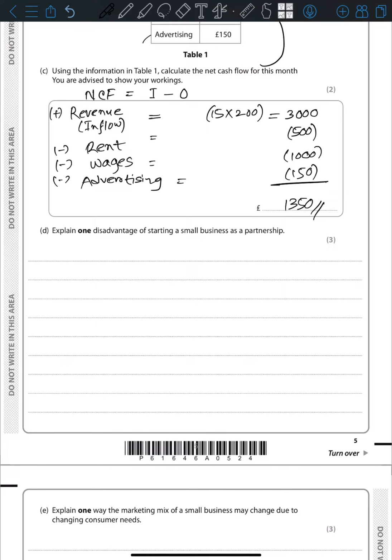Okay, moving on. For part D, explain one disadvantage of starting a small business as a partnership. So we know that partnerships are different from sole traders. Partnerships are also different from companies. Partnerships occur when two or three, or well, more than one person comes together, joins, and starts up a business. So partnerships have advantages, they also have disadvantages. So for a small business, how might this be a disadvantage?